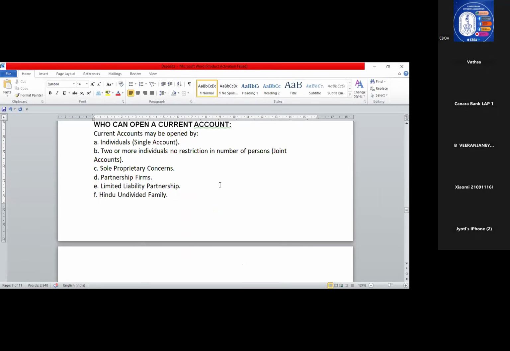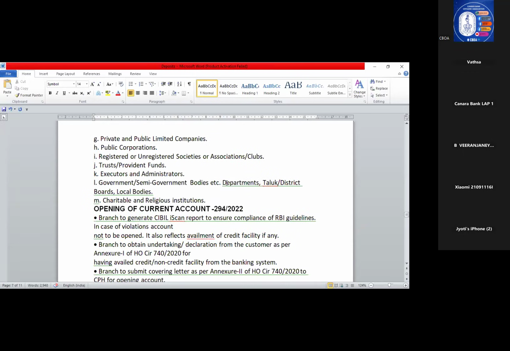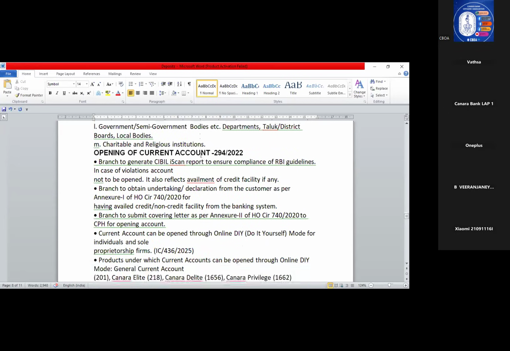Okay. Who can open a current account? Individuals, 2 or more individuals. There's no restriction on the number of persons. Proprietary concerns, partnerships, limited liability partnership, Hindu undivided family, companies, public corporations, societies, research trust, executors, and government bodies, they all can open a current account.